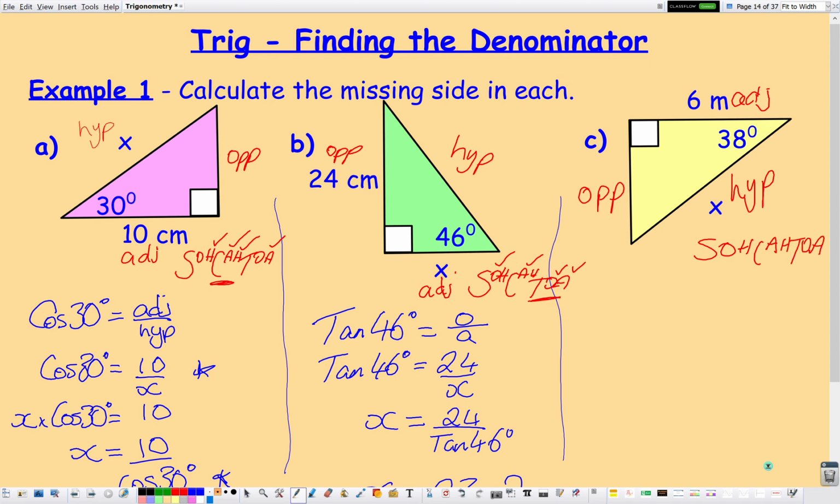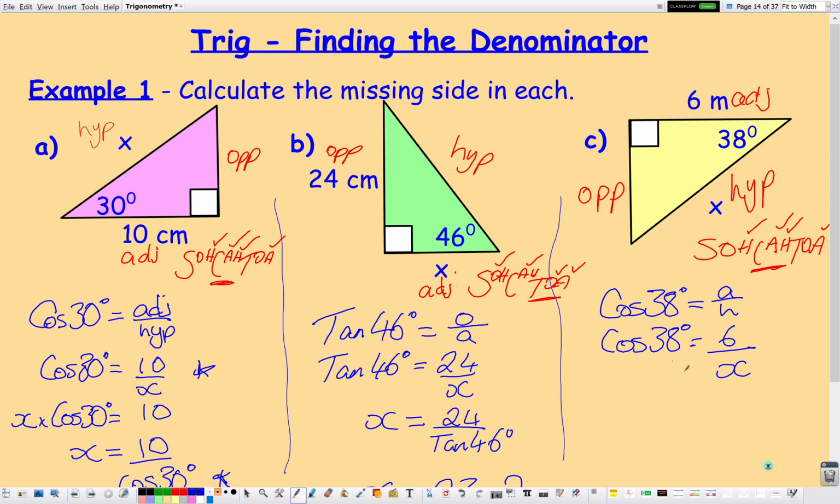SOHCAHTOA. So we're looking for the hypotenuse. We can tick that. We don't have the opposite, but we have the adjacent. So this time it is cosine again. Okay, so it is cosine of 38 degrees equal to A over H, adjacent over hypotenuse. So the cosine of 38 degrees is equal to the adjacent side is 6, the hypotenuse side is x.